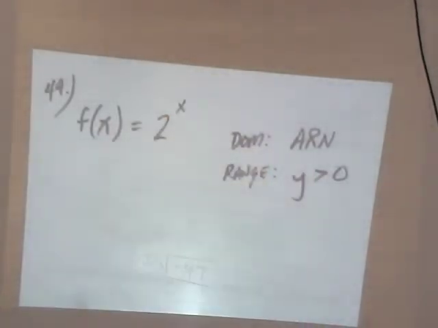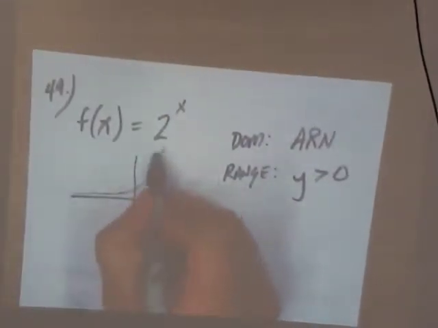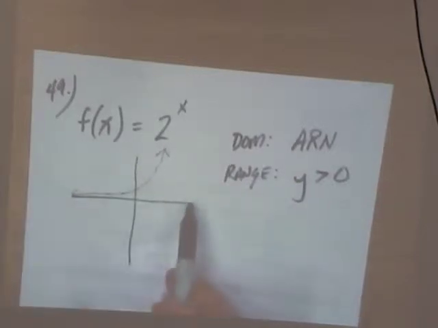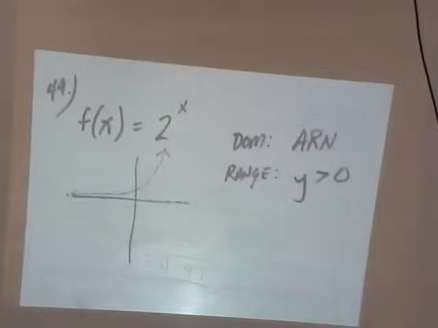Remember, this is exponential growth. A quick sketch of it would look like this, right? We have a horizontal asymptote. You approach it but never cross over it. Okay? Alright, so let's find the inverse now.